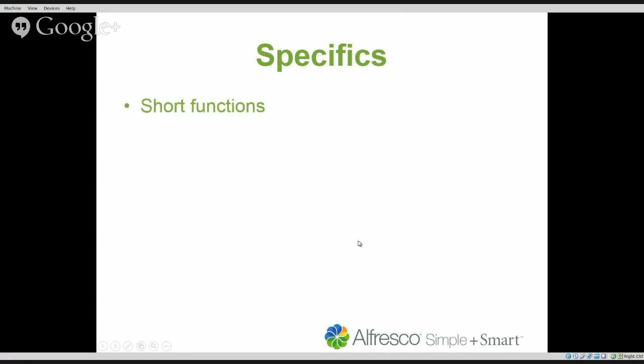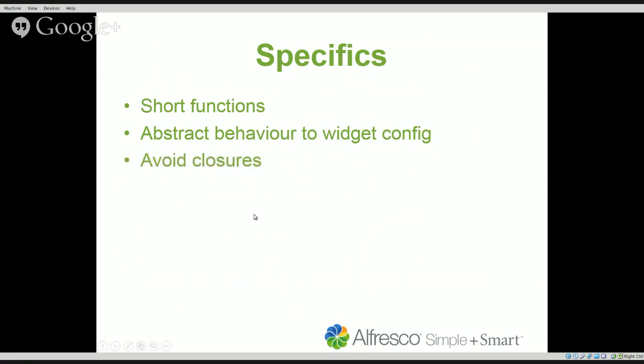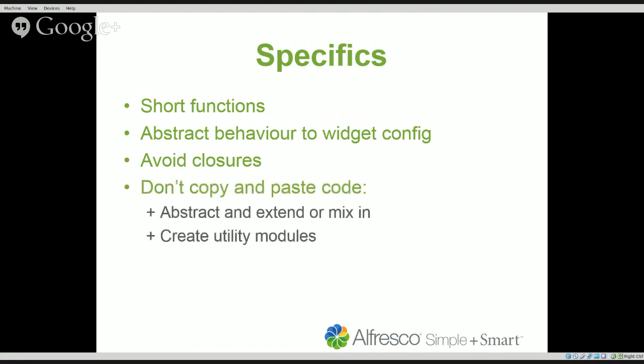Write short functions that are easy to extend. If you've got behavior which could be abstracted to config, then do that, so that it's easy to change the behavior of a widget in the page model. Don't use closures, because you can't extend a closure. Whereas if you bind, or hitch as it's called in Dojo, to a separate function, then you can override or extend those functions.